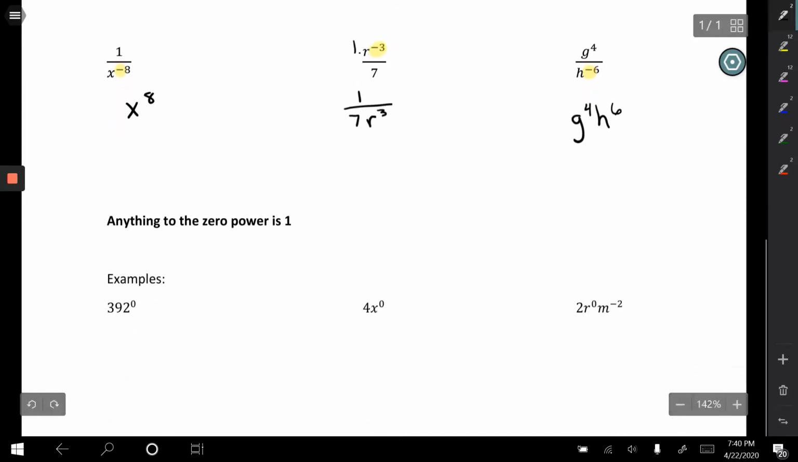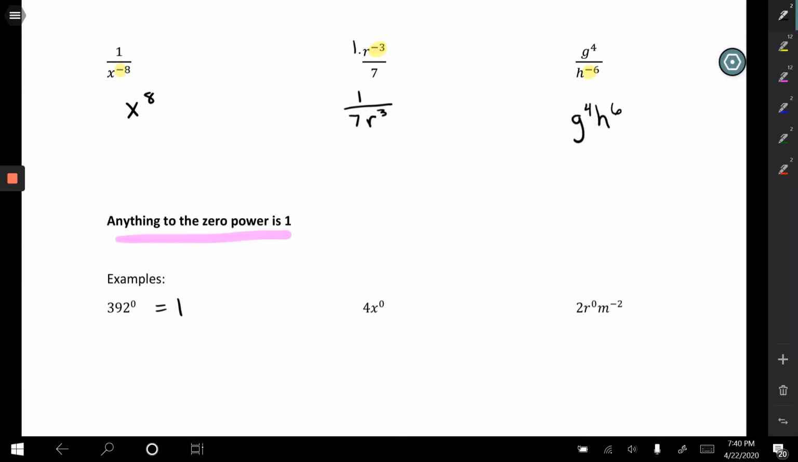Okay. Now, the other rule that I want to talk about today is the zero power property. And this one is really easy. Anything to the 0 power is 1. So if I have 392 to the 0 power, well, that's equal to 1. If I have x to the 0 power, well, that's equal to 1.